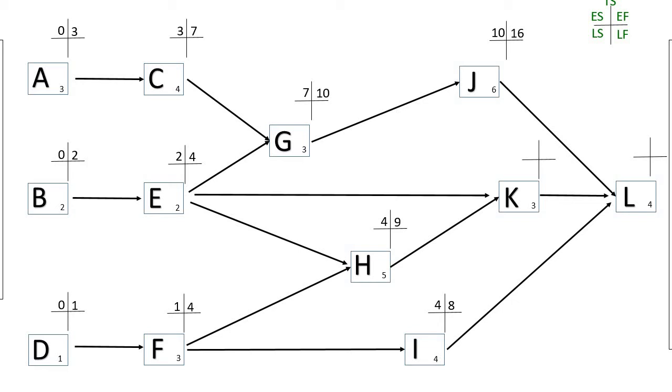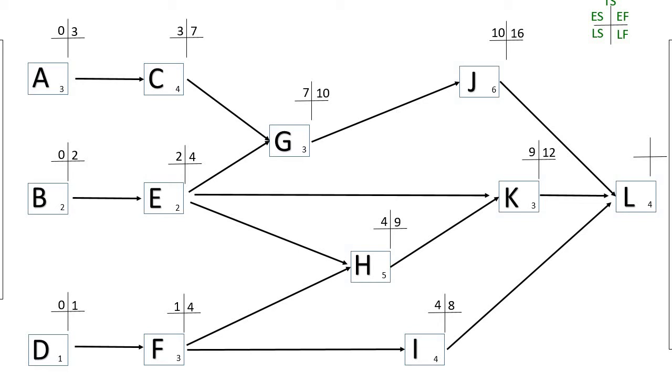Activity K is dependent upon E and H finishing. The early finish for E is day 4, the early finish for H is day 9. So we take the higher of these two numbers, and the early start for K would be on day 9. 9 plus 3 is 12.